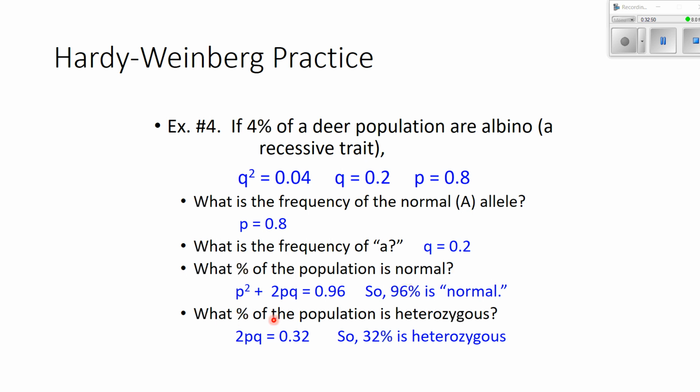What percent of the population is heterozygous? That's always going to be 2 times P times Q, but they do want it as a percent. So instead of 0.32, we're going to call that 32%.